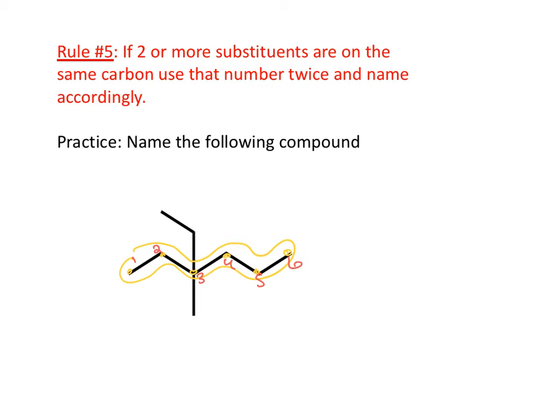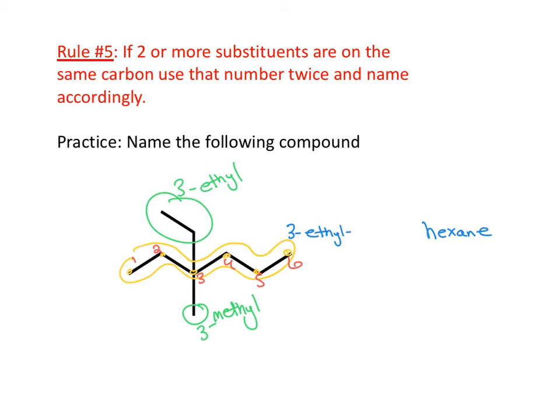Now there are 2 groups on carbon 3. There's this 2-carbon group, which we call an ethyl, and a 1-carbon group, a CH3 group, which we call a methyl. So the ethyl is at 3, as is the methyl. Now we want to assemble all of this together. So first, the parent name is hexane. And I have to remember my alphabetizing. So 3-ethyl-3-methyl hexane is the proper name.